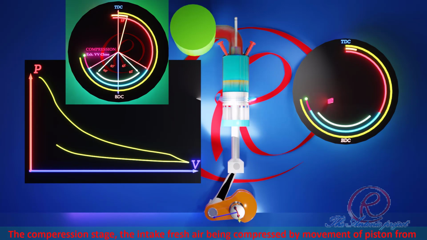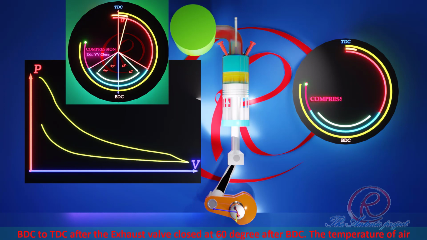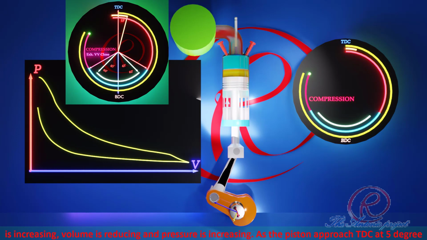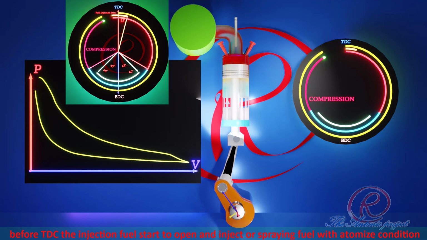Compression stage. The intake fresh air is compressed by the movement of the piston from BDC to TDC after the exhaust valve closes at 60 degrees after BDC. The temperature of the air is increasing, the volume is reducing, and the pressure is increasing. As the piston approaches TDC, at 5 degrees before TDC, the fuel injector starts to open and injects, spraying fuel in an atomized condition.